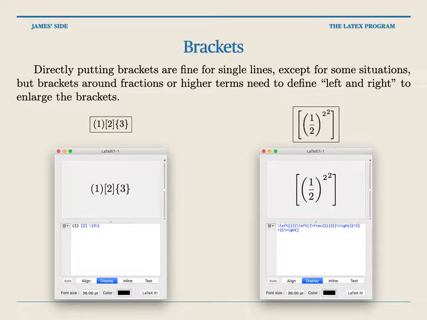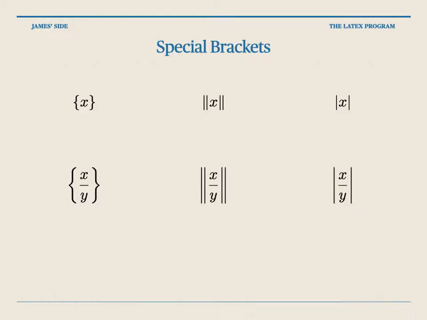As mentioned, there are some situations with special brackets on this page. Here are some special brackets, like the braces, the norm, and also the absolute value. For these ones, when you try to type them directly into the box, you will not get the expected output. In this case, you need to have a backslash before it in order to type it.